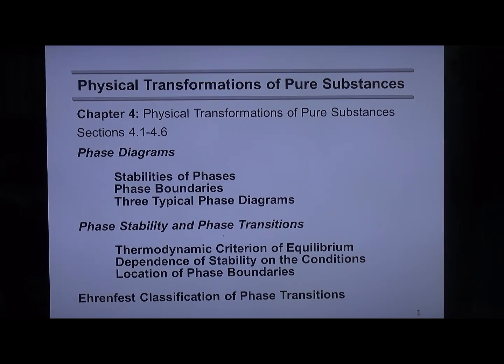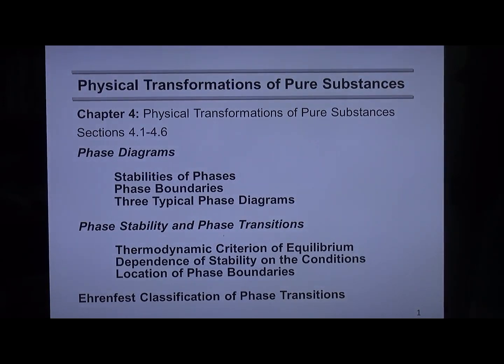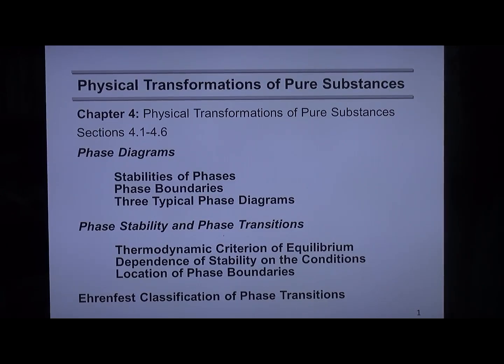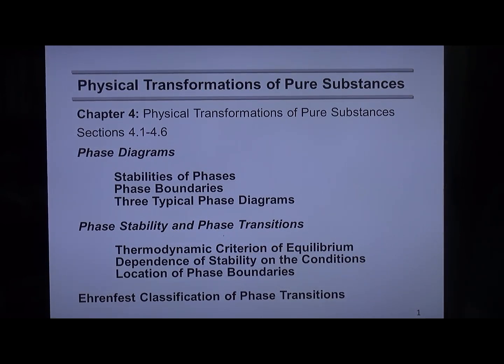Okay? So we'll first consider those different phases, how those different phases are represented in a simple diagram called phase diagram. Okay? So we'll consider related properties such as stabilities of phases, phase boundaries, typical phase diagrams, three representative phase diagrams. Okay? And we'll also deal with phase stability. Which phase? There are basically three representative phases, right? Solid, liquid, and gas. Which phase is the most stable one at a given pressure and temperature?